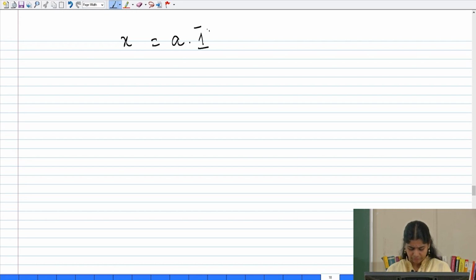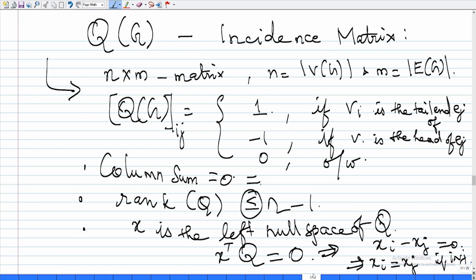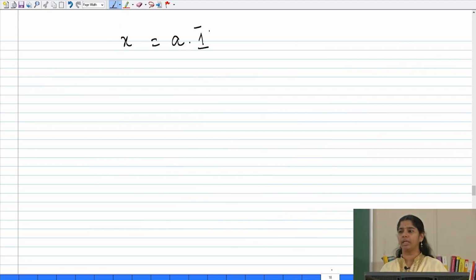So what does this tell us? We have started with x as an element from my null space, and I have shown you that if I have an element in my null space, it will be of the form where every component of my vector is going to be equal. It is either going to be like 2 2 2 2 2 or 3 3 3. The vector is going to be in that form. So any element in my null space should have this pattern, for different a.